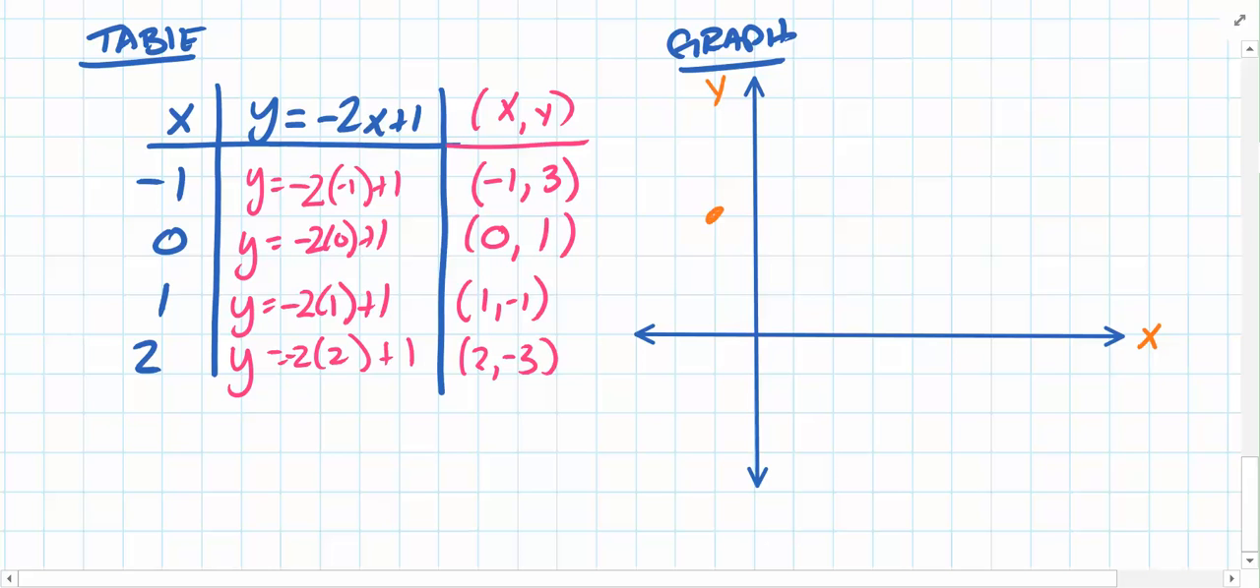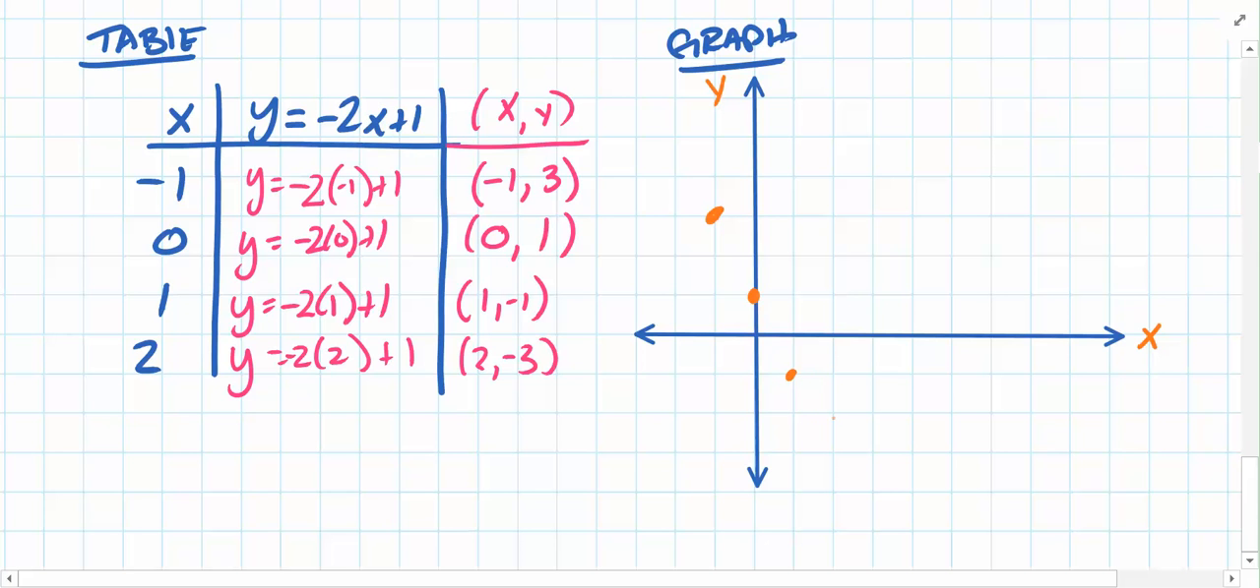All right. Where's 0, 1, everybody? At the origin, then up 1 unit. Very good. And then I have 1, negative 1. So over 1, down 1. Good. And then I have over 2, and then down 3.